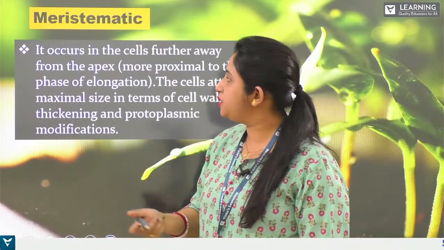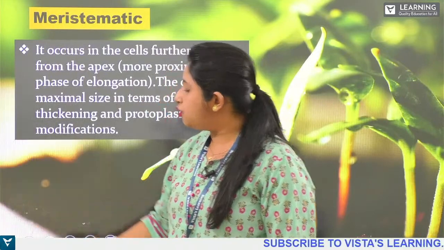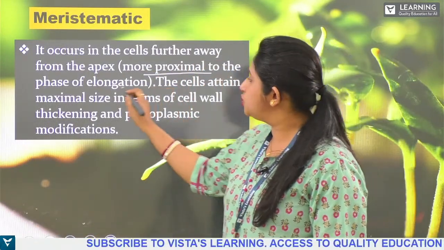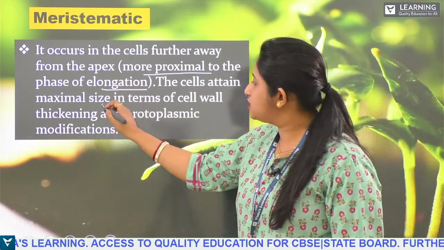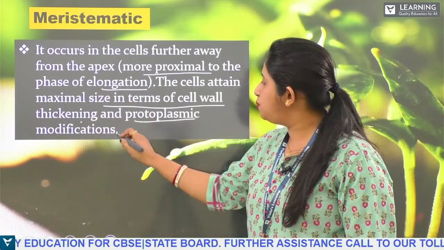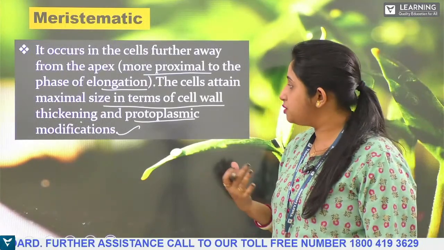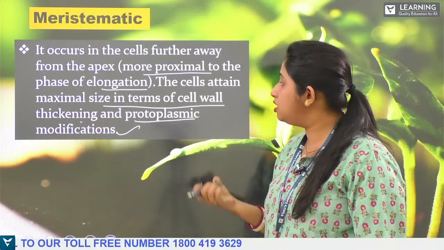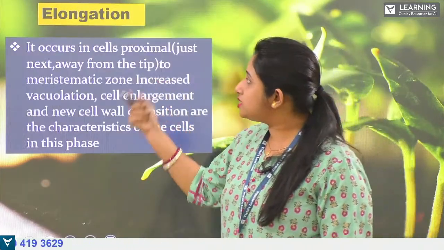Now what is this meristematic? It occurs in the cells farther away from the apex. Now farther away from the apex means what? More proximal to the phase of elongation. Next, the cells attain maximal size in terms of cell wall thickening and protoplastic modification. So where the maximum meristematic activity is taking place in the thickening of the cells and the cell wall and the protoplastic modification.